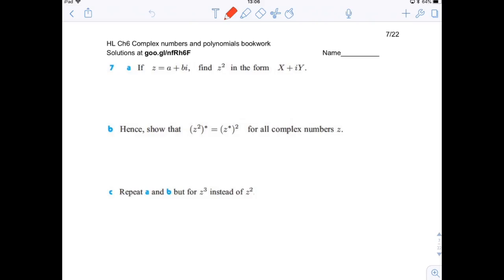Page 7 of complex numbers and polynomials. Okay, number 7a. If z equals a plus bi, find z squared in the form x plus iy.